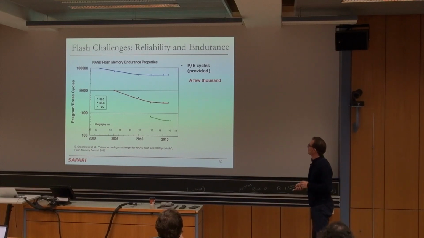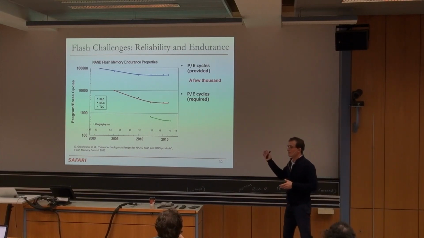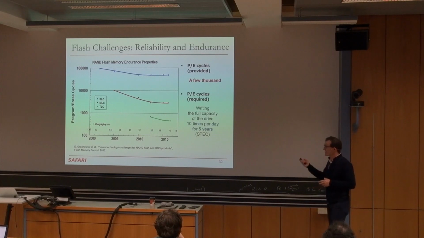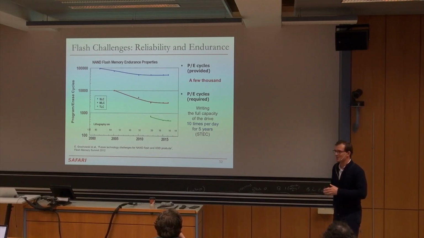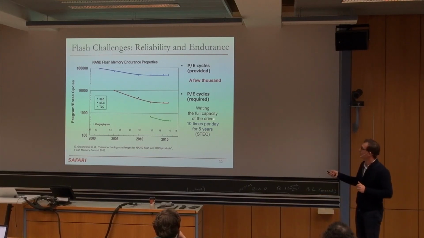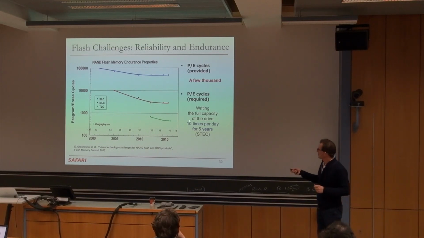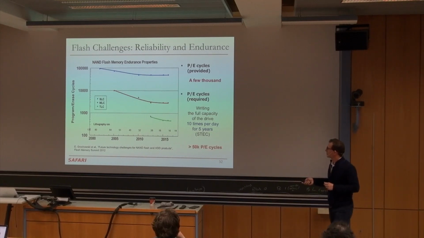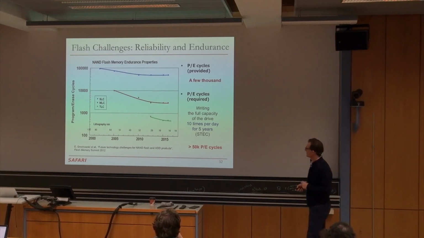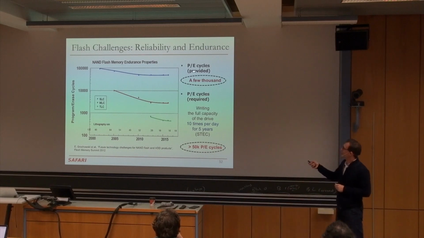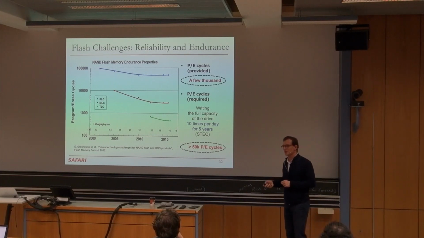Pick this one. But if you look into storage requirements, the program erase cycles that are really required, these are standards actually, by JEDEC, the storage technology corporation where a lot of companies get together and say, okay, we want to be able to write the full capacity of the drive 10 times per day for 5 years. If you want to do that, you really need more than 50,000 programming erase cycles with a decent capacity. So there's a mismatch over here. The device provides a few thousand, you really want more than 50,000 if this is your application level requirement. So how do we bridge the gap?